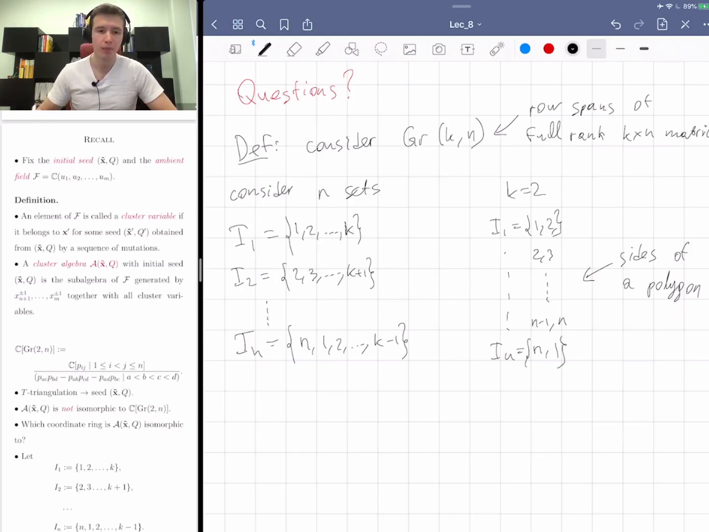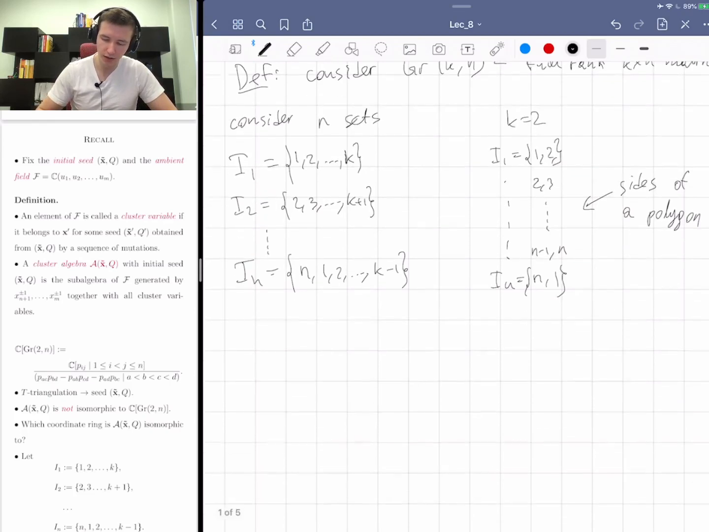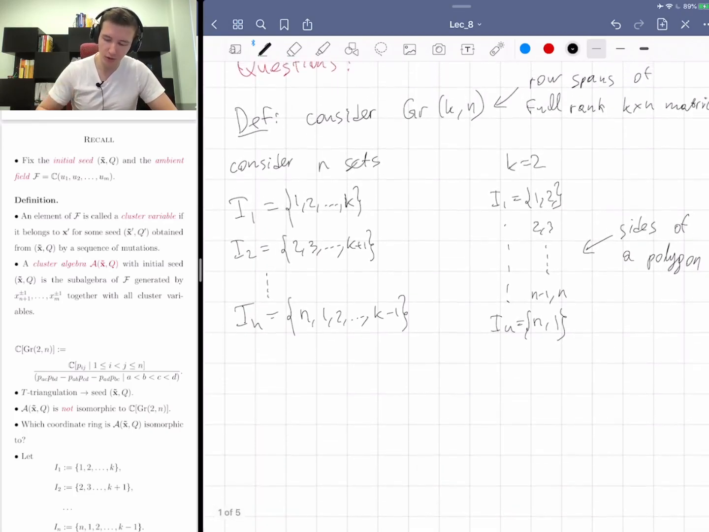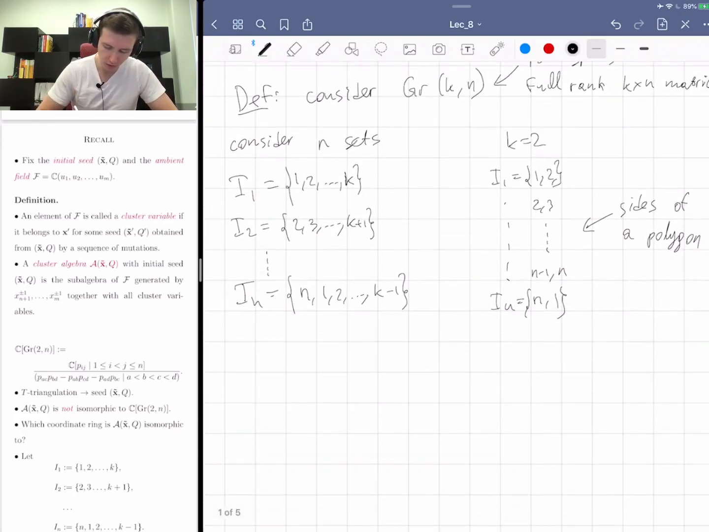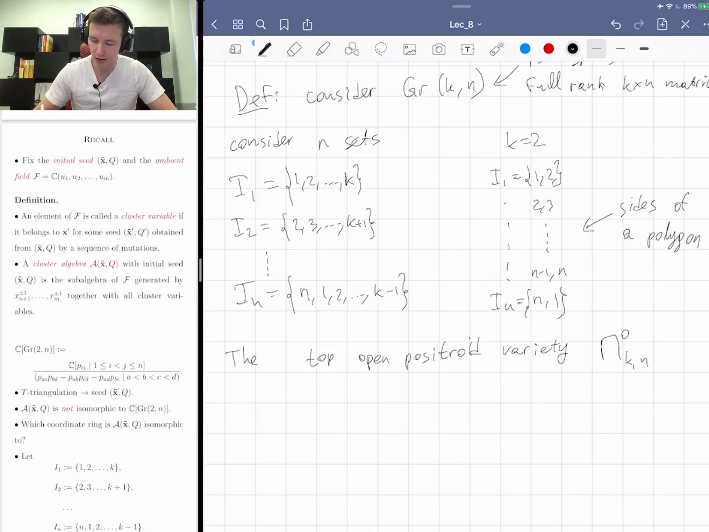All right. And so then I define the, okay, so this is going to be an important definition. And it has a long name, unfortunately. So the top open positroid variety is denoted pi circ K comma n.